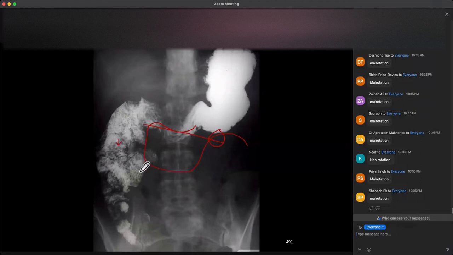And this is very important to pick up because, of course, these patients can present with bowel obstruction, usually when they are babies, but sometimes they can present later on in life. So it's important to understand the pathophysiology of malrotation.